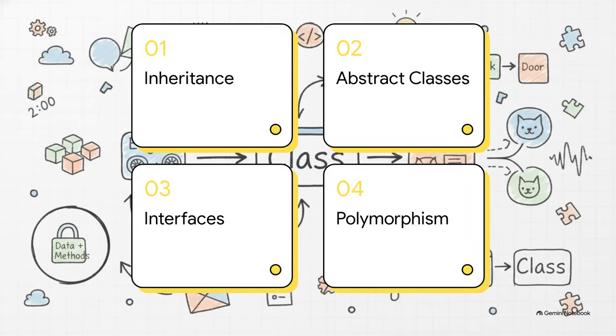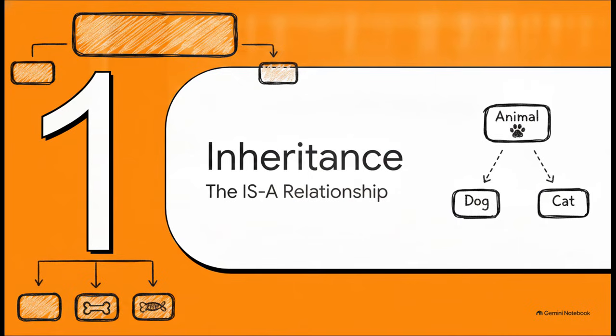So, to solve this massive headache and stop repeating ourselves, we're going to unlock 4 specific tools in our developer toolkit today: inheritance, abstract classes, interfaces, and finally, polymorphism. All right, let's start with our very first tool for fixing duplicated code, inheritance, also known as the ISA relationship.